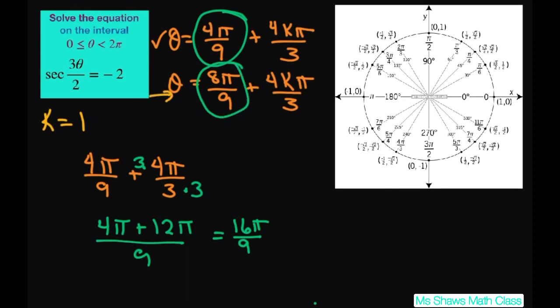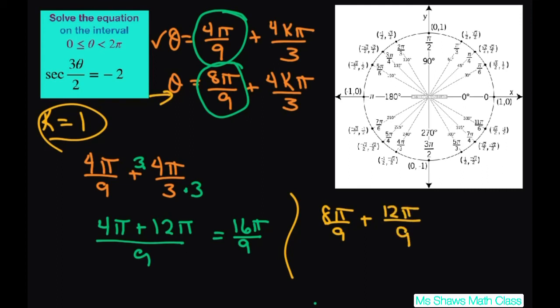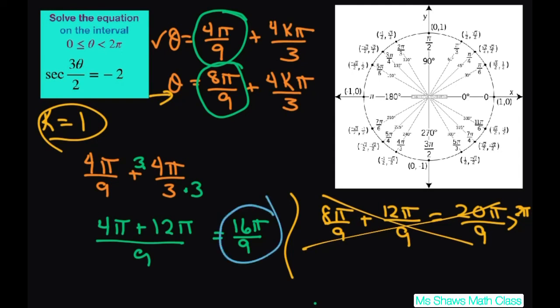Now, if you check this one out, and k is 1, you get 8 pi divided by 9 plus 12 pi divided by 9, just getting the common denominator. That's going to give you 20 pi divided by 9, which is bigger than 2 pi. So we have to disregard this one. So we have 3 solutions, and you can write them out as a solution set: 4 pi divided by 9, 8 pi divided by 9, and 16 pi divided by 9. And that's it.